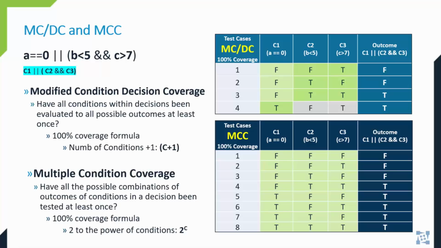Now, multiple condition coverage answers the question, have all the possible combinations of outcomes of conditions within decisions been tested at least once? The MCC table to the right shows that all possible combinations have been considered. Now, the MCC formula for number of test cases in a condition decision statement is 2 to the power of the number of conditions. So in this example, 8 test cases are required.